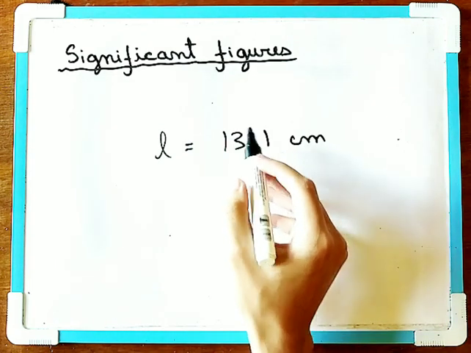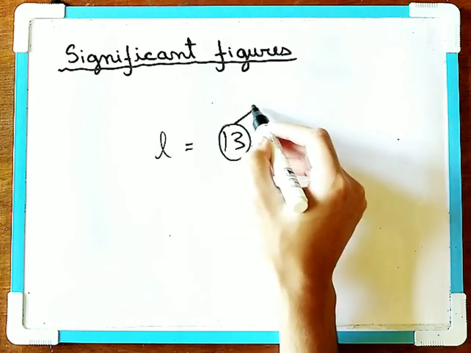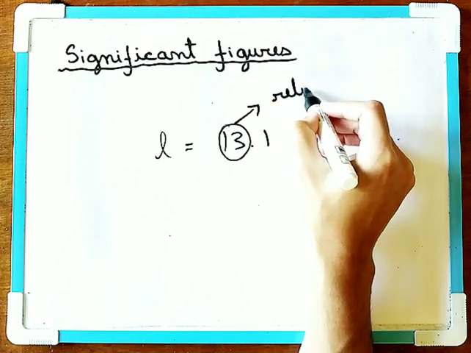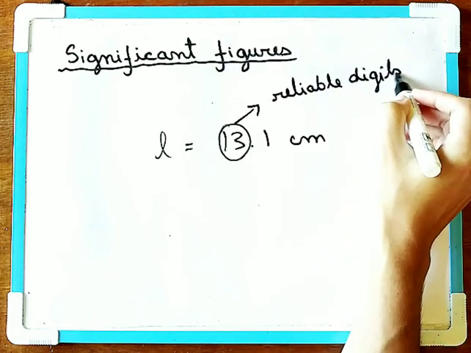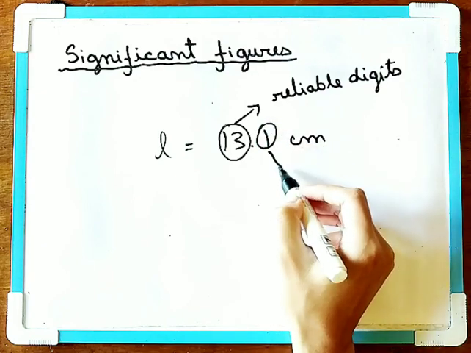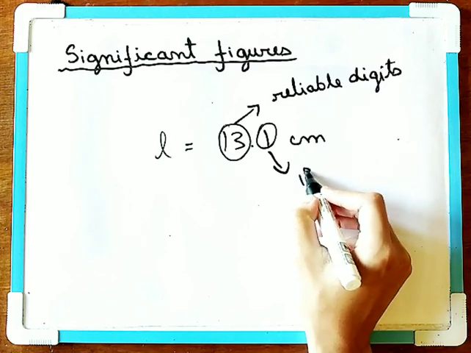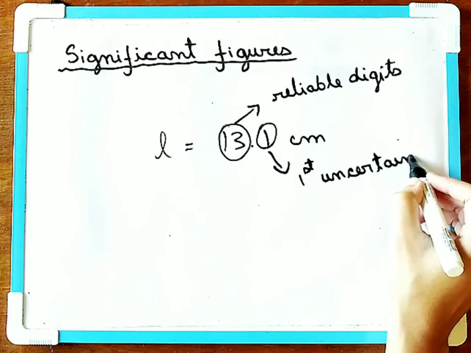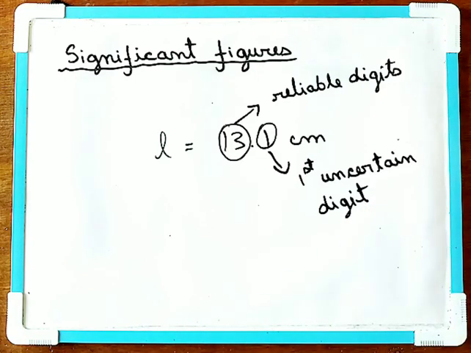Now these digits 1, 3 and this 0.1 are known as significant figures because we can measure these digits here. The first two digits are known as the reliable digits. And this last digit here is known as the first uncertain digit. So these are significant figures.